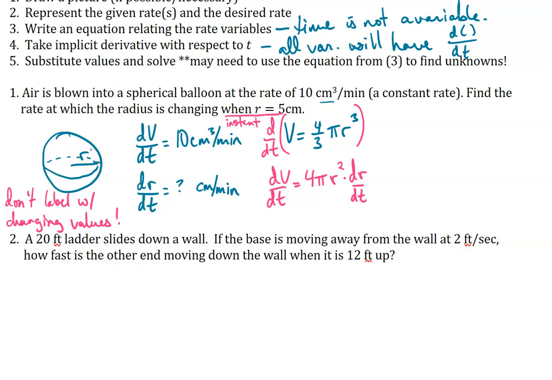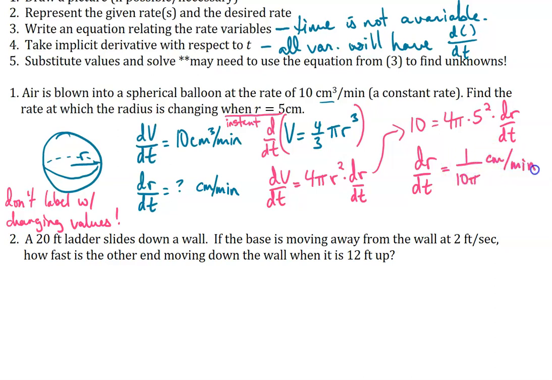All right, so back to this. I'm plugging 5 in for R. So this equation becomes 10 equals 4 pi times 5 squared times dr over dt, and now I can solve for dr over dt. 5 squared is 25 times 4 is 100. Dividing both sides by 100 will give me 1 over 10 pi, so dr over dt, oh, there's my t, is equal to 1 over 10 pi, and I do need units, and that's going to be centimeters per minute.